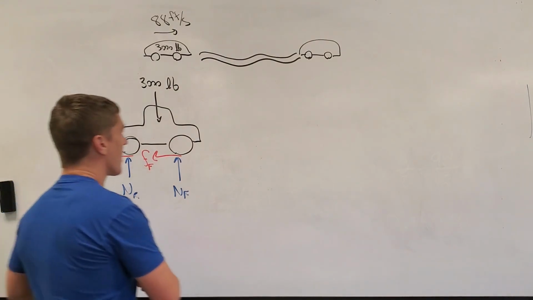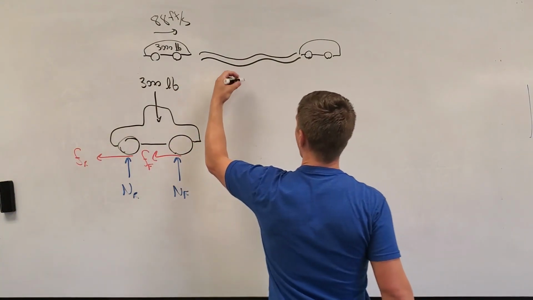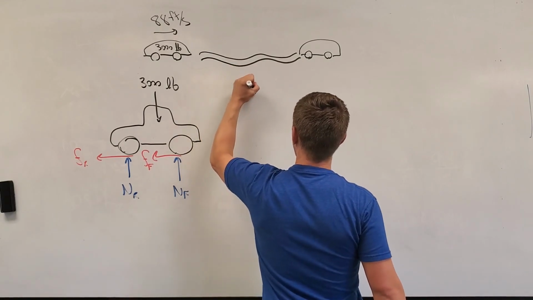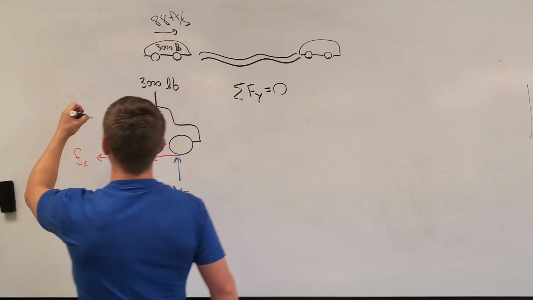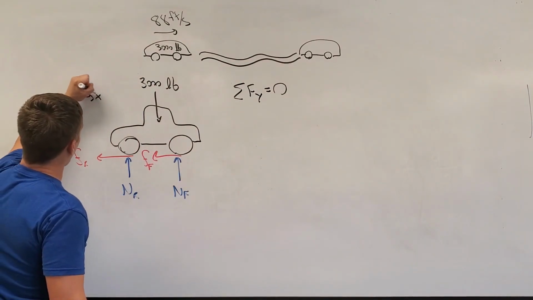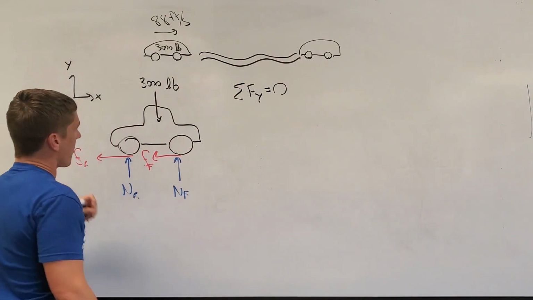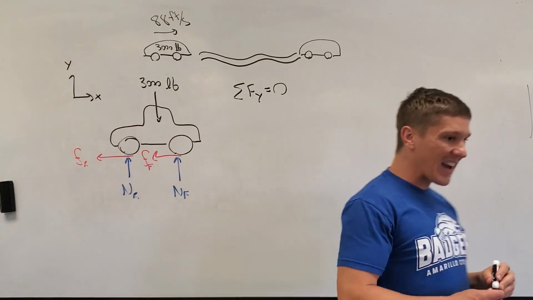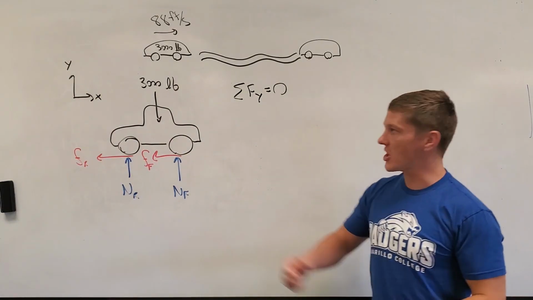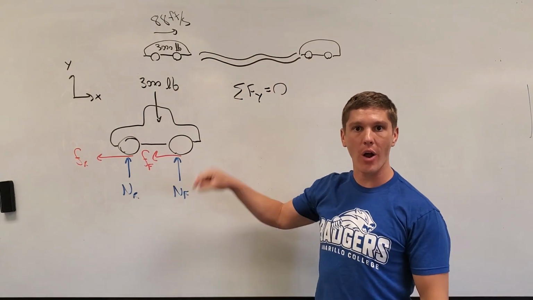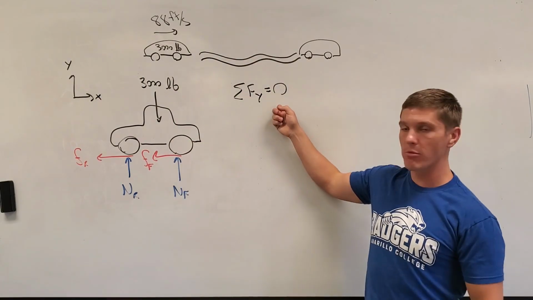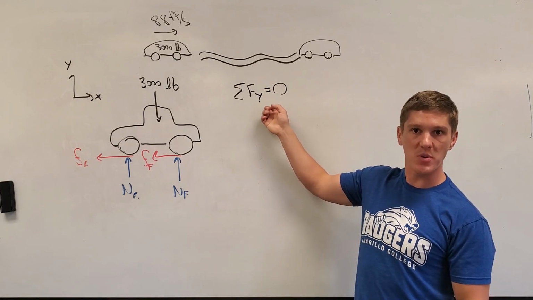Once again, we can start with our y direction, and we can say that the sum of our forces in the y direction must be equal to 0, because if we define our coordinate system as the standard x to the right, y up, if we had acceleration in the y direction, the car would take off into the air or it would accelerate down through the ground, which we know doesn't happen. So the sum of our forces in the y direction must be equal to 0.